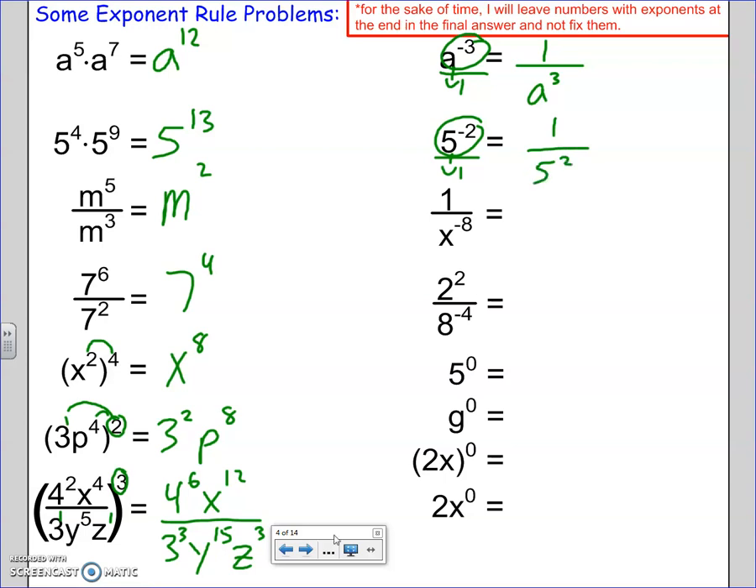Here, I'm going the other way. This, if it's on bottom, goes to the top. So it's going to be x to the 8th. Now there's something on bottom. You don't have to put over 1. You can if you want.